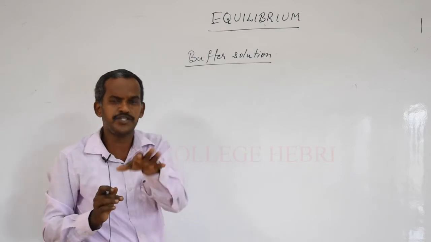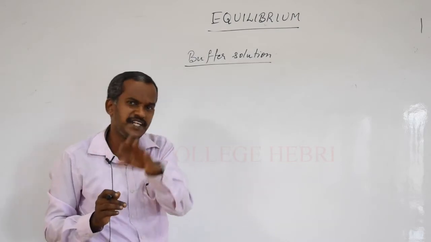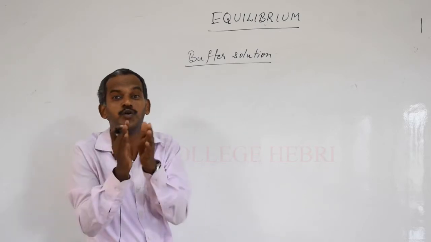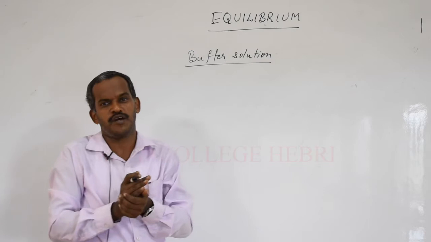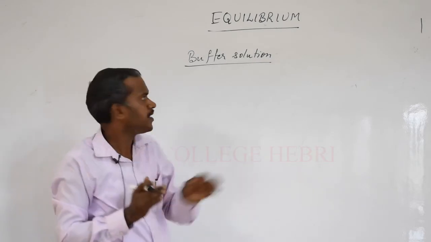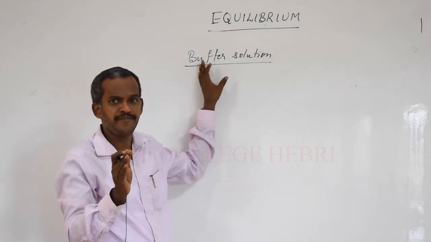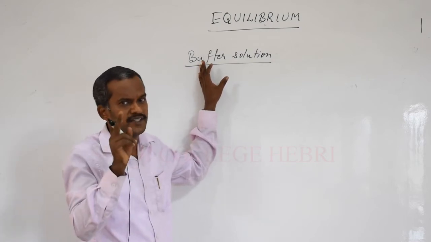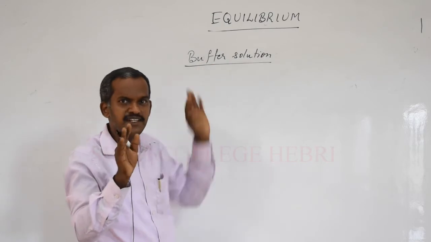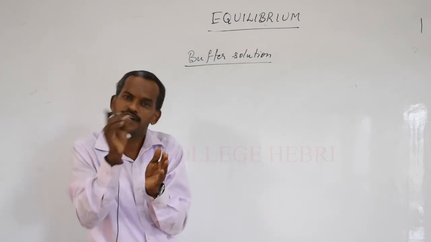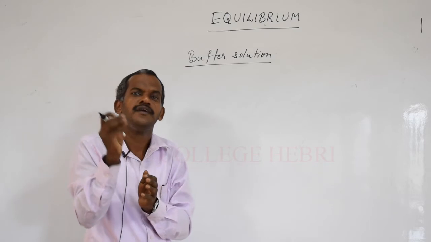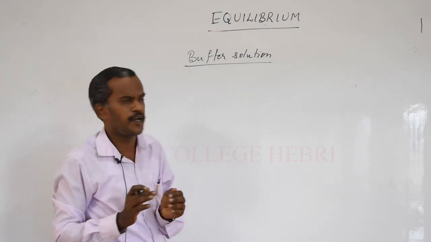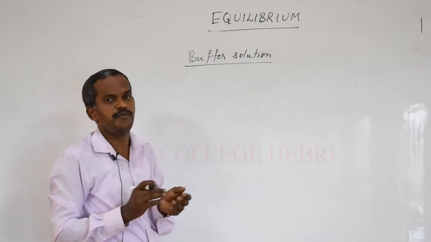That is, when you dilute it or add a small amount of acid or alkali, the pH value should remain constant. There is no change in the pH value. Such solutions we call buffer solutions. I repeat, a buffer solution is a solution which can resist the change in pH on dilution or when a small amount of acid or alkali is added to it.